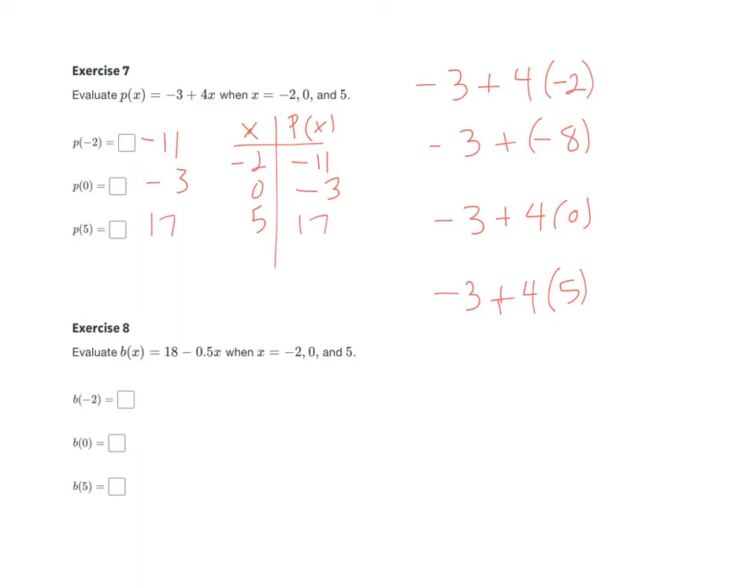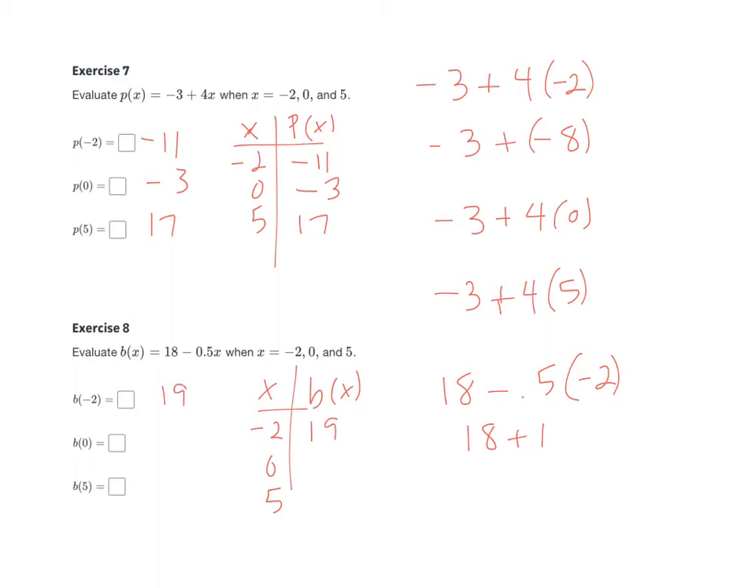Down here on 8, we've got x and b of x. And so for the first one, we're doing -2, 0, and 5. For -2, we'd have 18 minus 0.5 times -2. So this is going to be half of 2 is 1. This becomes 18 plus 1. We get 19.